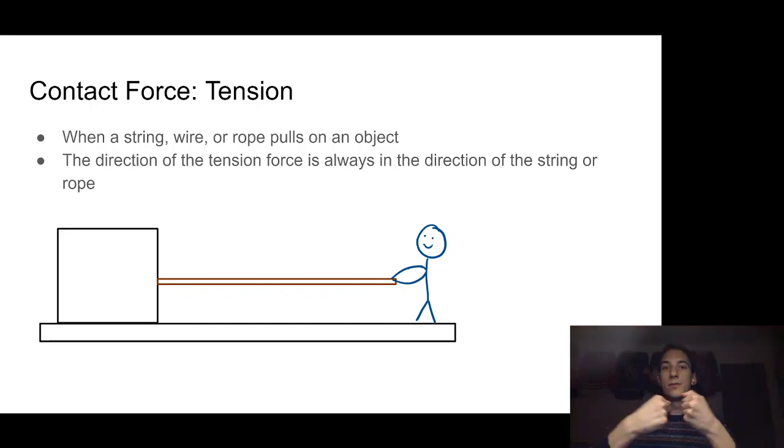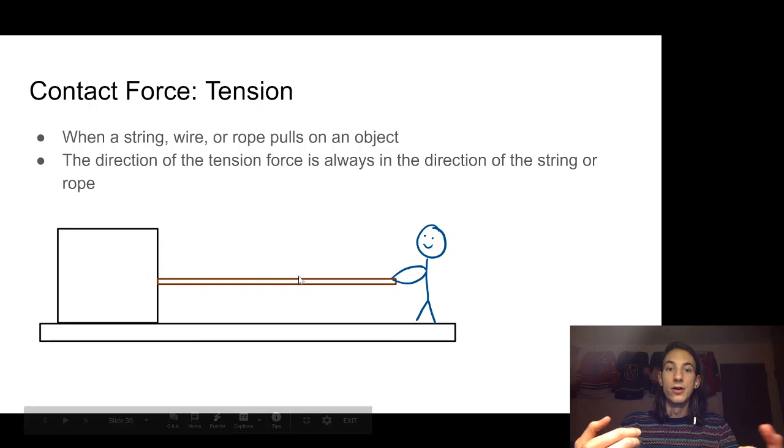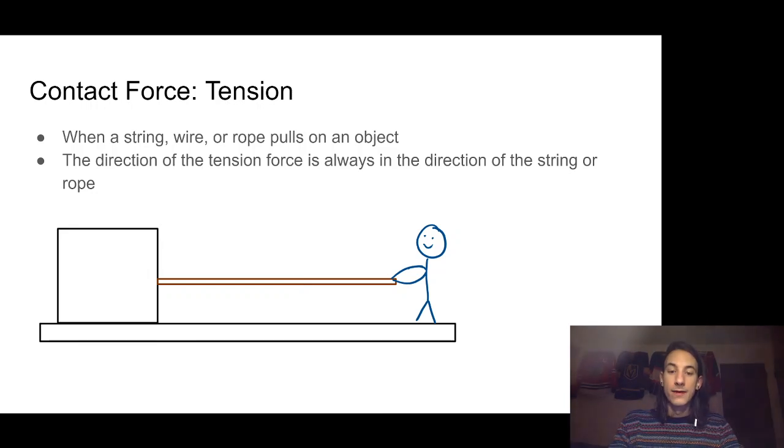So strings, wires, ropes, they pull on an object, and the direction of the tension is always in the direction of the string or the rope. So in this picture, I have this string that is going to the right. So the tension force is going to act along that string and to the right. So if we want to use our new ball and spring model, why is it going along the rope?